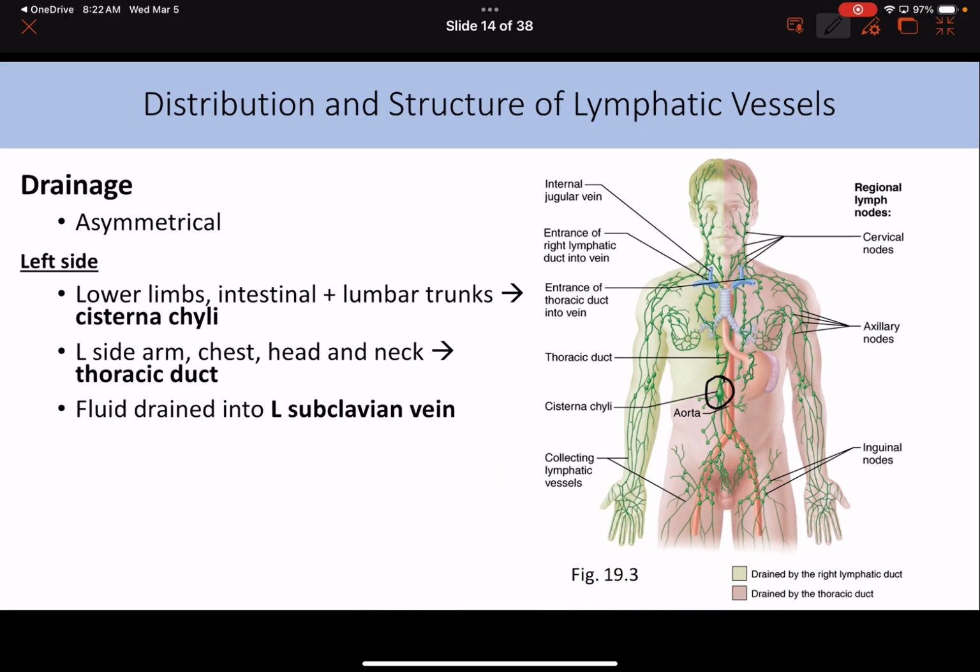Okay? So all of that goes to the cisterna chyli, up what's called the thoracic duct, and then that drains into the left subclavian vein. And it's that simple. So your lower legs, your abdomen, and your back all drain into that cisterna chyli. That fluid's going to go up a thoracic duct and then empty into your left subclavian vein.